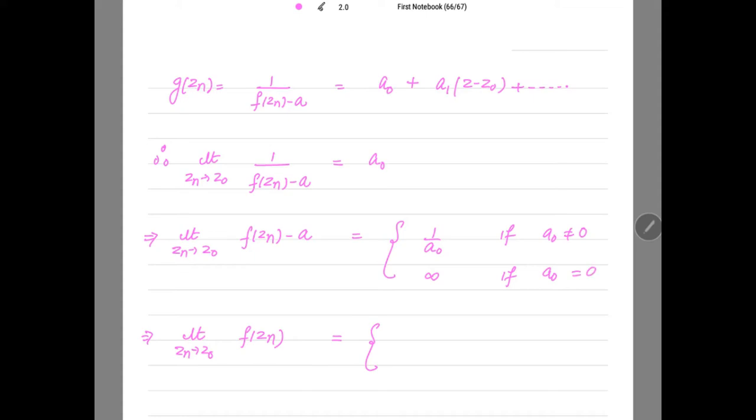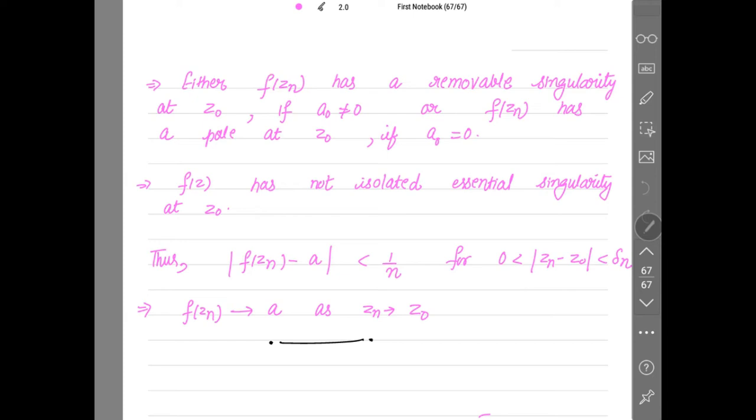Now take this small a to the other side. So the limit as z_n tends to z naught of f(z_n) is equal to a plus 1 over a naught if a naught is non-zero, and is equal to infinity if a naught is equal to 0. So therefore, this implies either f(z) has a removable singularity at z naught if a naught is non-zero, or f(z) has a pole at z naught if a naught is equal to 0, because for the pole the limit is infinity. So f(z) has not an isolated essential singularity at z naught, right, which is a contradiction. So our supposition was wrong.